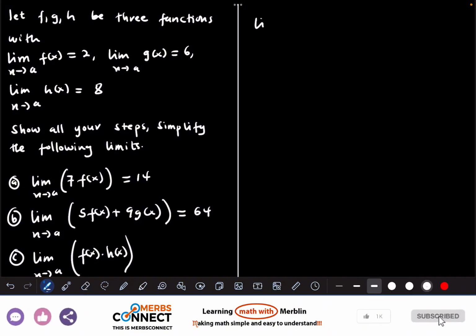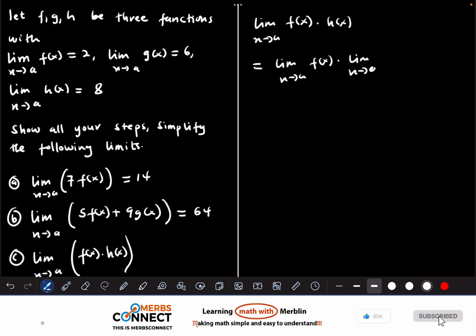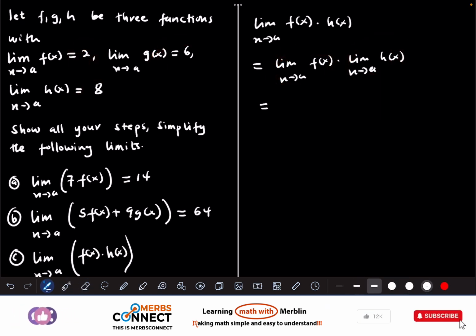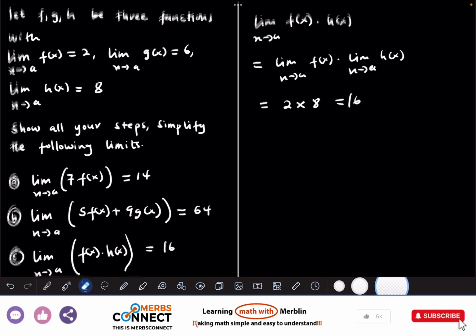So the c, we're looking at limit x is approaching a of f of x times g of x. So applying the property that you are putting in the comment section, we are going to have limit as x approaching a of f of x times limit as x is approaching a of g of x, which is going to be equal to, okay, so this is giving us 2 and this is giving us 6. So we are going to have 2 times 6, which is going to give us 12. Let's go to D.